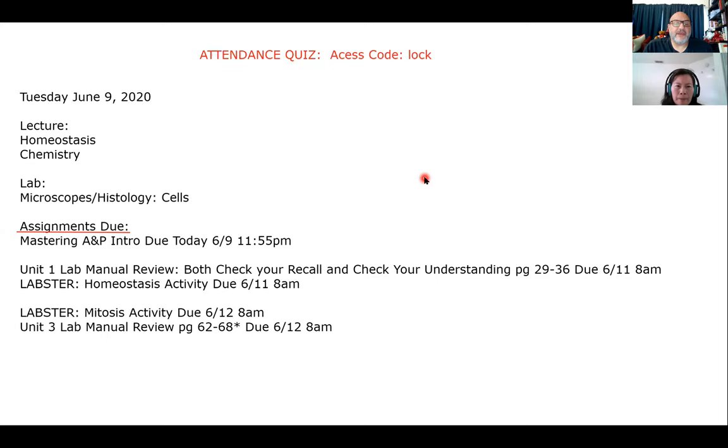The other thing that's going to be due is your Unit 3 lab manual review. Unit 3 is on the microscope. As I mentioned, we're not going to be using the microscopes, but you still need to understand the concepts of the microscope, what the microscope is used for, how it works, how it functions. The review for it is on pages 62 through 68, and notice I have a star next to that, because one of the things, like I said, that I love about our lab manual is it's like a workbook. At the beginning of each section is a pre-lab with great activities, vocabulary and labeling activities, to help you start to learn the information.